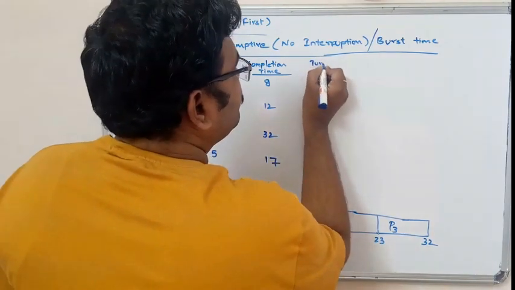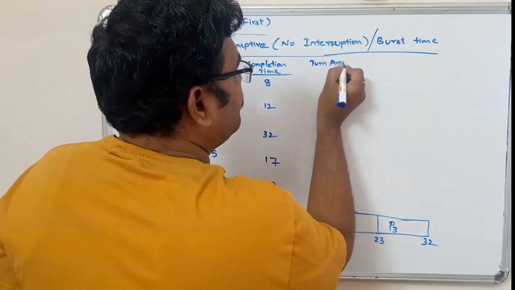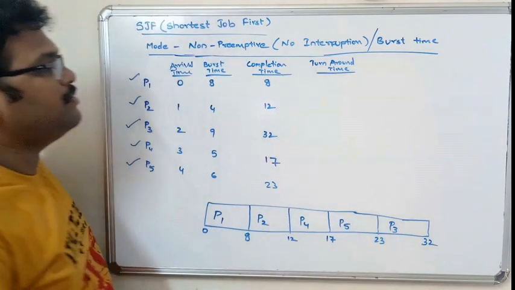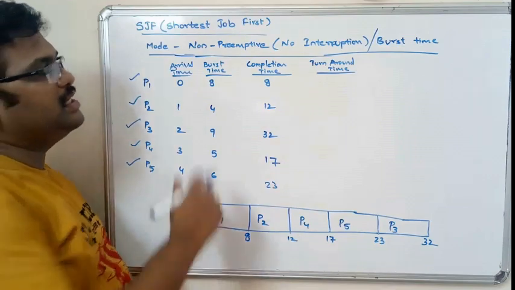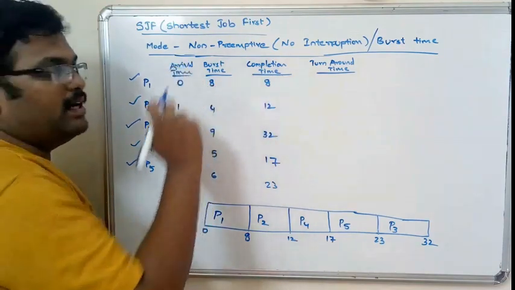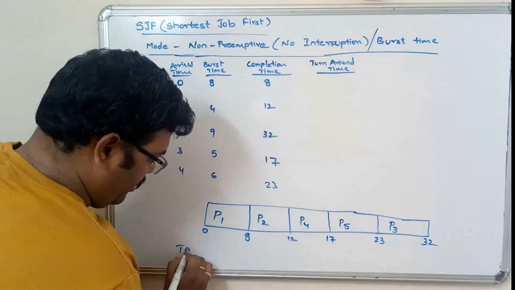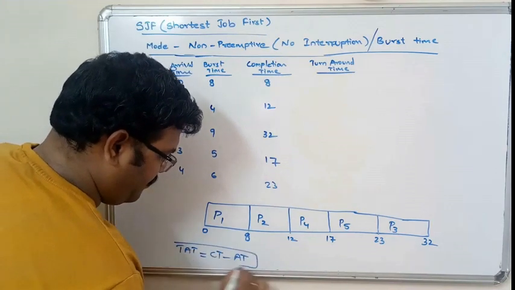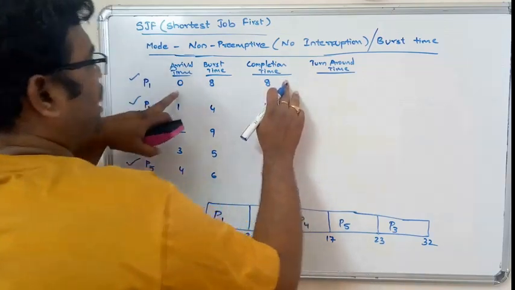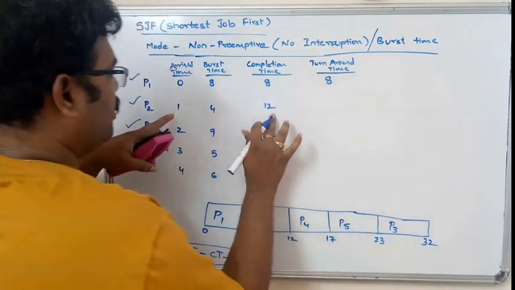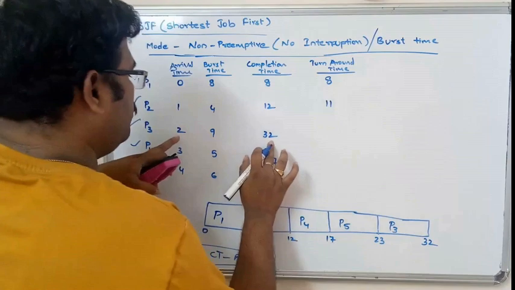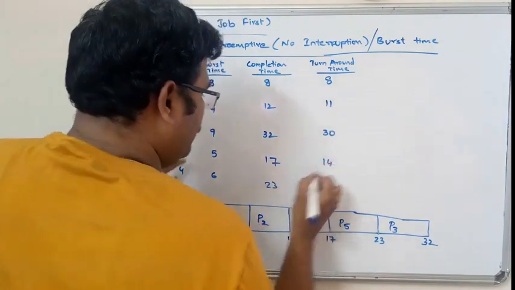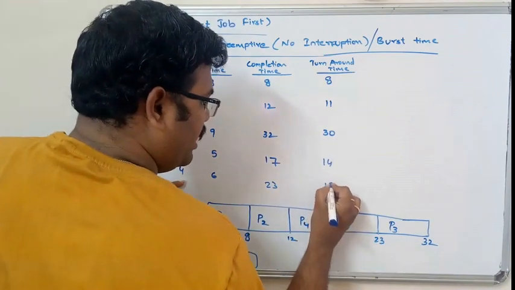Next, turnaround time. What is the turnaround time? As we know, turnaround time is completion time minus arrival time. See, completion time minus arrival time: 8, 12 minus 1, 11, 32 minus 2, 30, 17 minus 3, 14, 23 minus 4, 19.